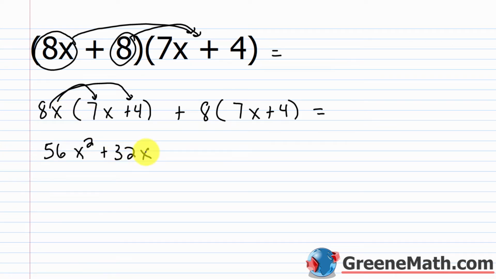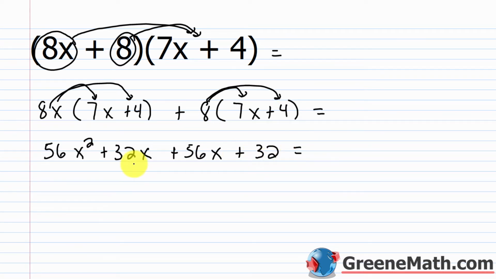So plus 32x. All right, then next I have 8 times 7x. 8 times 7 is 56. And then x would come along for the ride. So this is plus 56x. And lastly, I have 8 times 4. And that's 32. So plus 32.